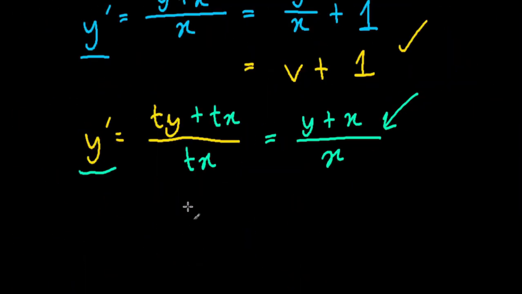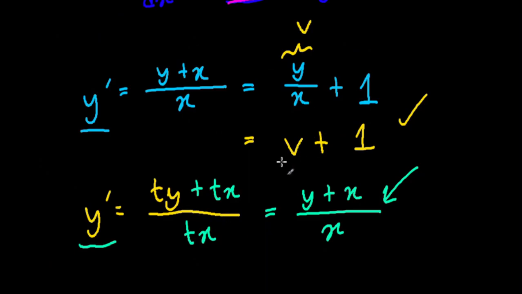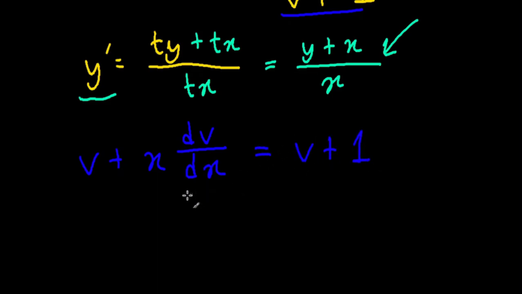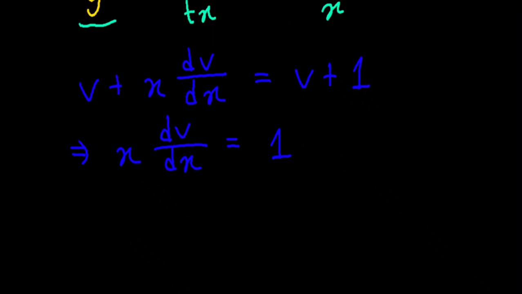On the right side, as we showed, we have v plus 1. On the left side, it's y prime, which is basically, as we saw, v plus x dv by dx. This is going to be equal to v plus 1. So if we subtract v from both sides, we get x dv by dx is equal to 1, right? The v's cancel. So now things have become pretty simple. We can clearly see that it's separable. We proved that it has to be separable given that it's a first order homogeneous equation.